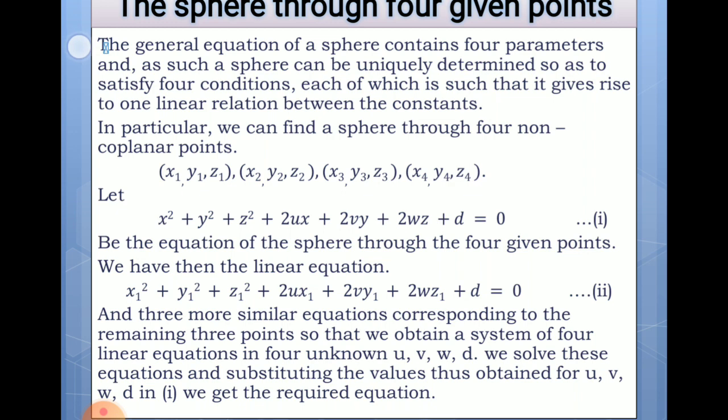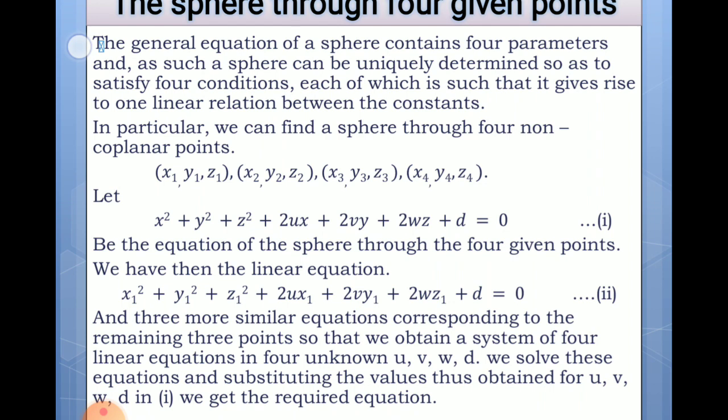Now using these 4 points, we shall obtain 4 different equations in 4 unknowns, and we can solve these equations, obtain the values of the unknowns and put them in equation 1. For that purpose, we shall consider the equation of the sphere as x square plus y square plus z square plus 2ux plus 2vy plus 2wz plus d equal to 0. This is the equation of the sphere passing through the given 4 points.